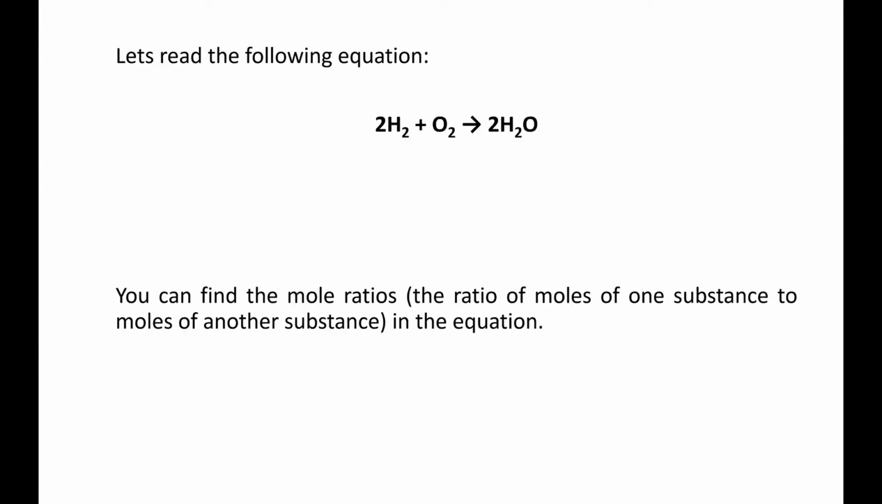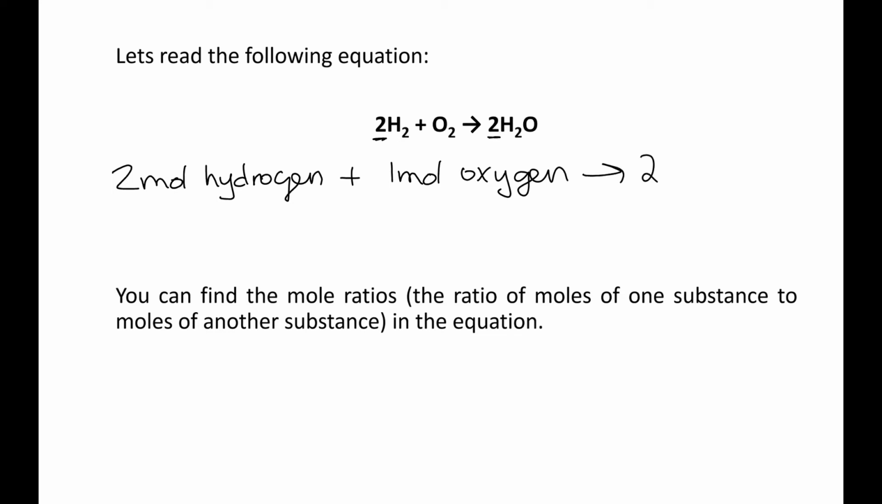Okay, we're going to read the following equation. Right now it says 2H2 plus O2 yields 2H2O. But that's not really what it means. So let's write it down. This 2 here represents moles. So it's 2 moles of hydrogen reacts with, now there's no number in front of the oxygen. That means it's a 1. So reacts with 1 mole of oxygen, and it forms, see that 2 right there, 2 moles of water.